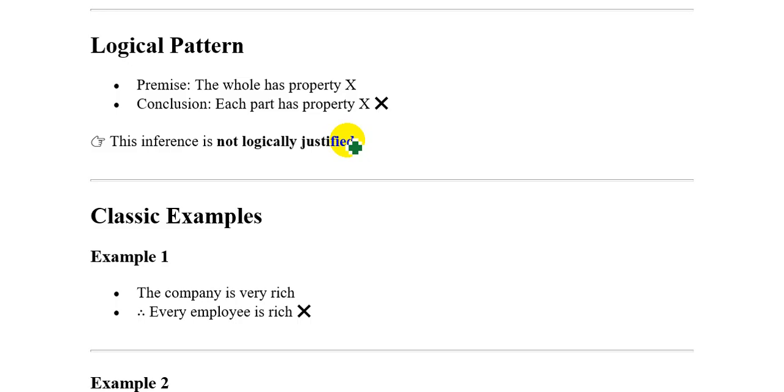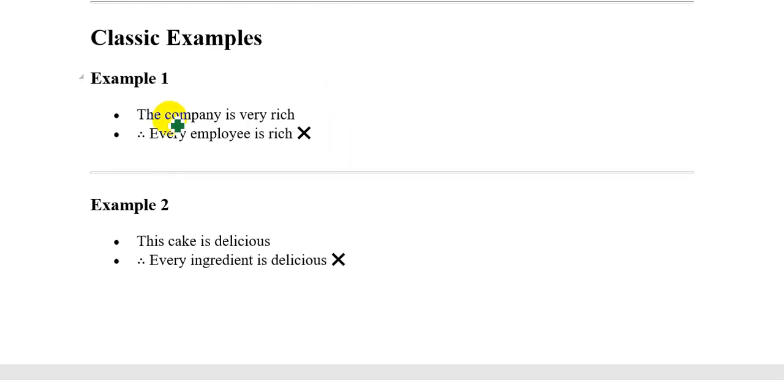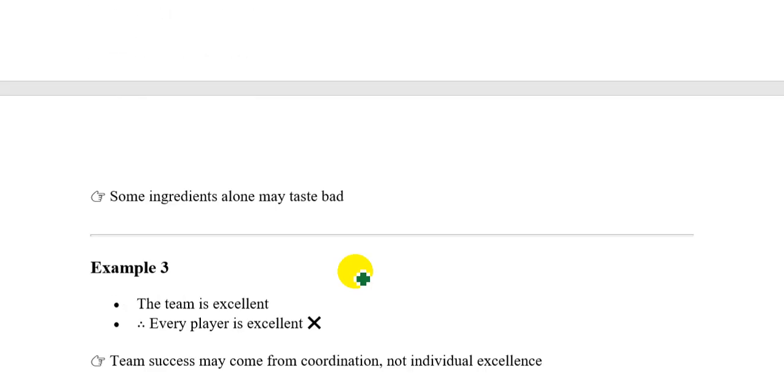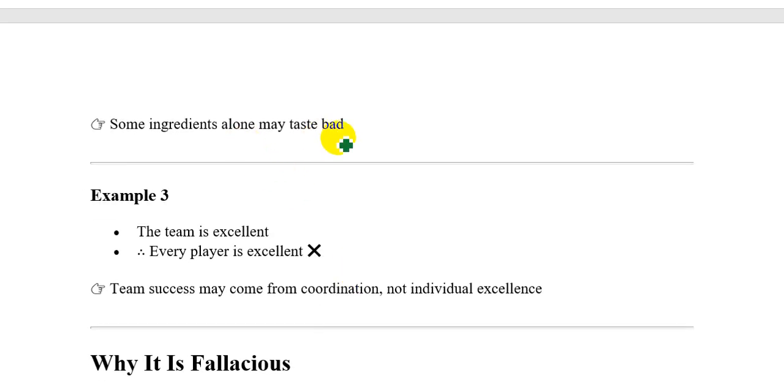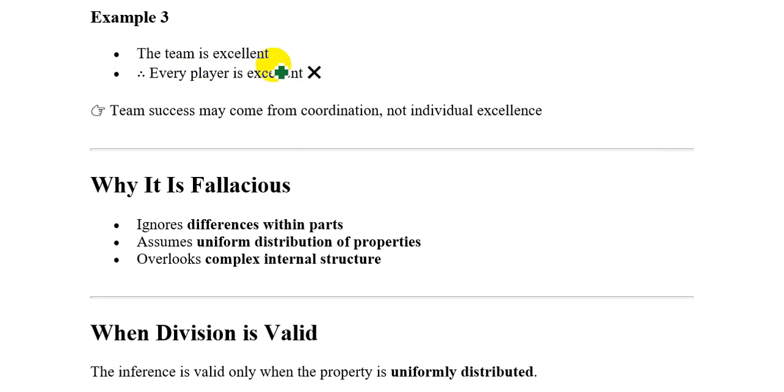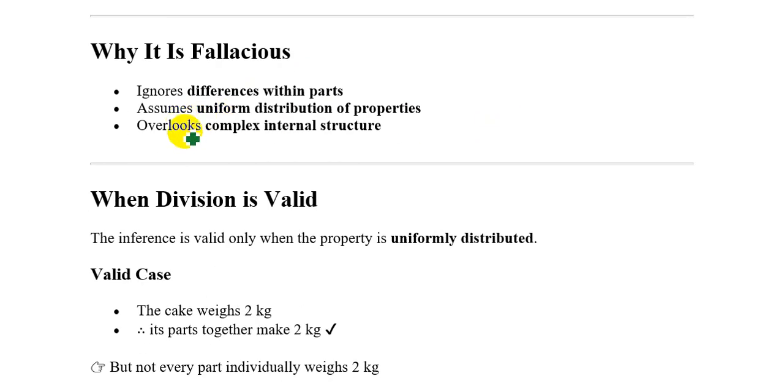This will be better understood through multiple examples. First example, the company is very rich, therefore every employee is rich. False. This cake is delicious, so every ingredient is delicious. This is again false. Some ingredients alone may taste bad. The team is excellent, therefore every player is excellent. Here the fallacy is that the team's success may come from coordination, not individual excellence. Now, what is the fallacy in this? It ignores differences within the parts, assumes uniform distribution of properties, and overlooks complex internal structure.